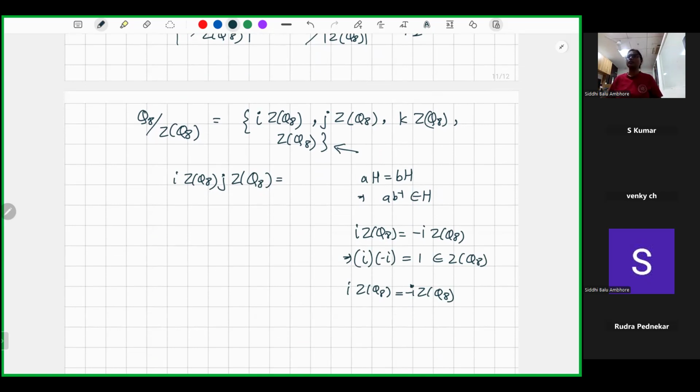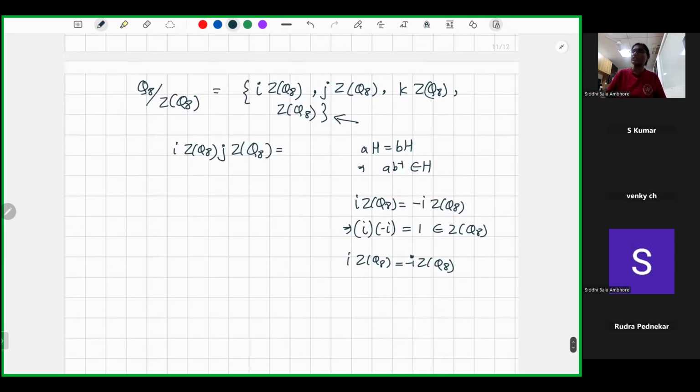Is this okay? Similarly with J, you can check, and K. And this {1, -1} is my entire center of the group; ZQ8 is {1, -1}. So this equivalence class has two elements, namely I and minus I. This has two, J and minus J. This has two, K and minus K. And these are the four equivalence classes I get when I quotient Q8 by ZQ8. Okay, so I hope this is clear. Let me keep this if somebody needs.